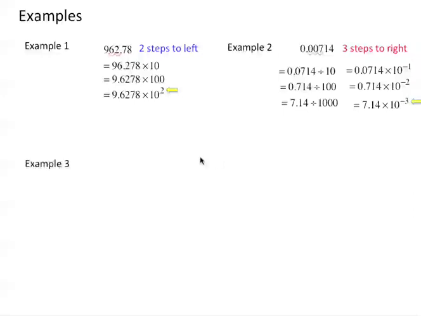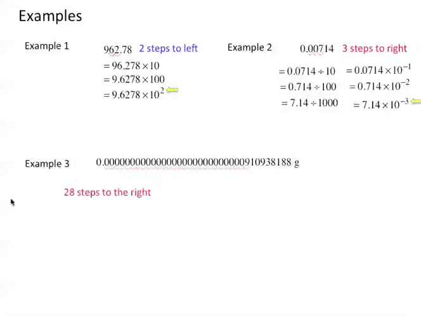Okay, let's look at example 3. So here's our really tiny number. It's got a whole bunch of zeros, and then 910938. I want the decimal point between the 9 and the 1, the first non-zero digit. Okay, so I'm going to count how many steps there are. There's 1, 2, 3, 4, 5, 6, 7, ... 28. So it's 28 steps to the right.